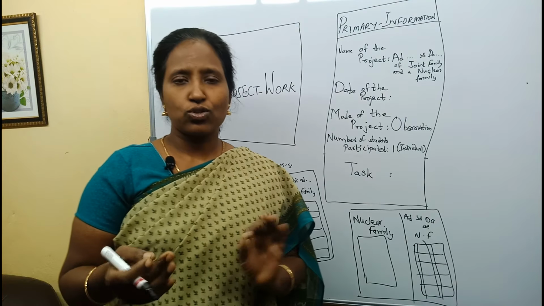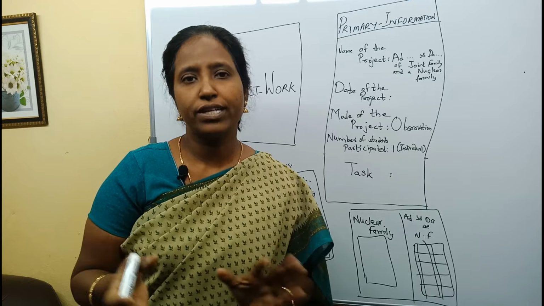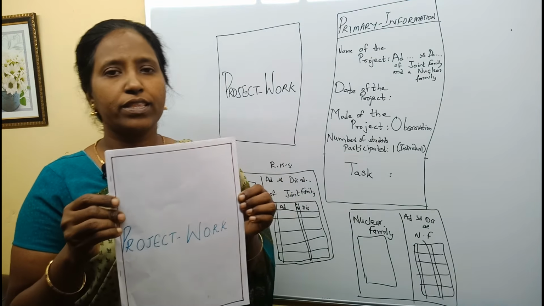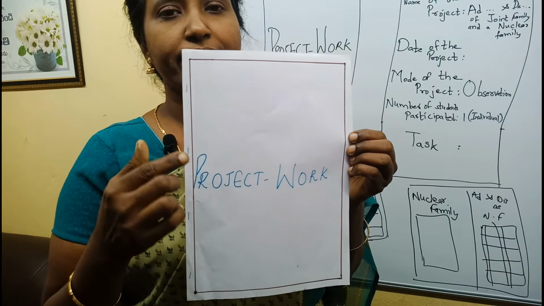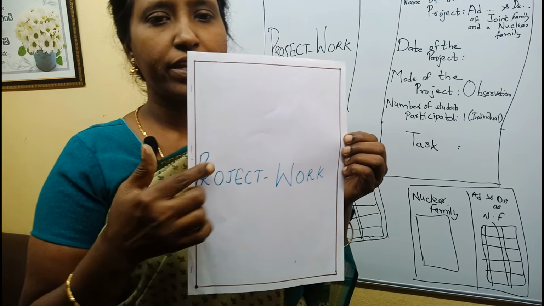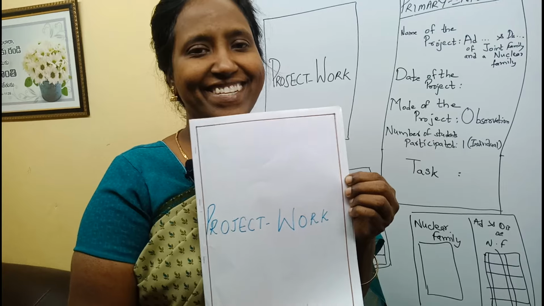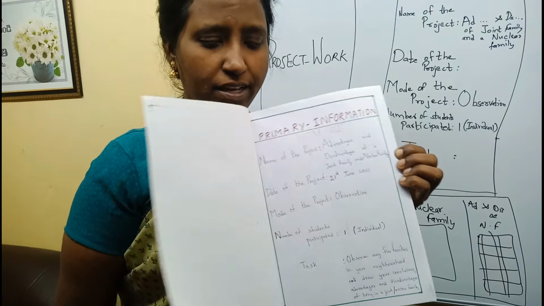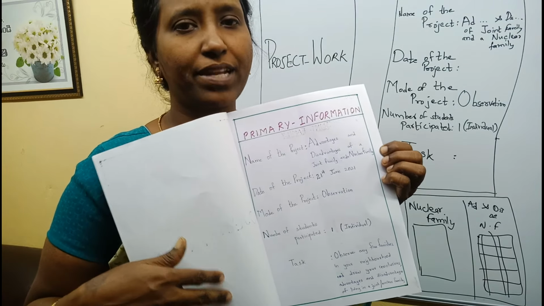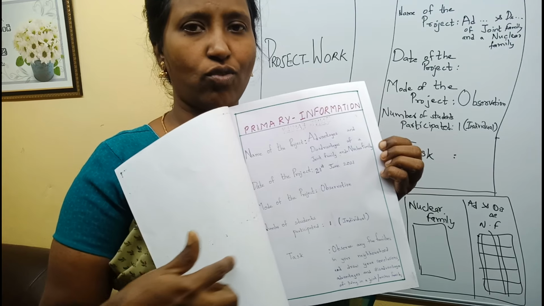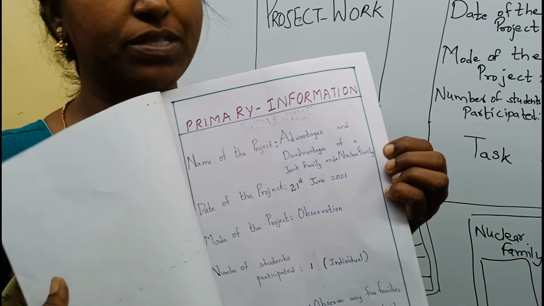Okay, I will just show you the copy, how to do it in the notebook. Here we go with the copy. Here we go with the replica, how to go about it. On the first page you have written project work in the center of the page. Then you can leave this page empty, because the print of the sketch of what we have written, project work, comes this side.